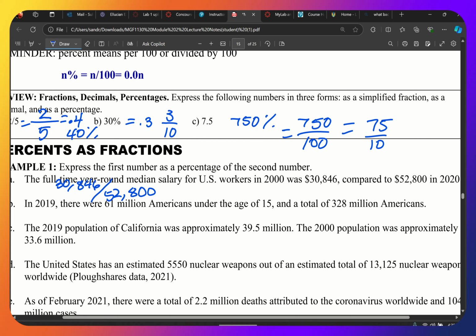I know, I'm sorry, the work to do this is so small. This is 0.584. We'll leave it like that. 58.4%. These are just division problems. That's it.